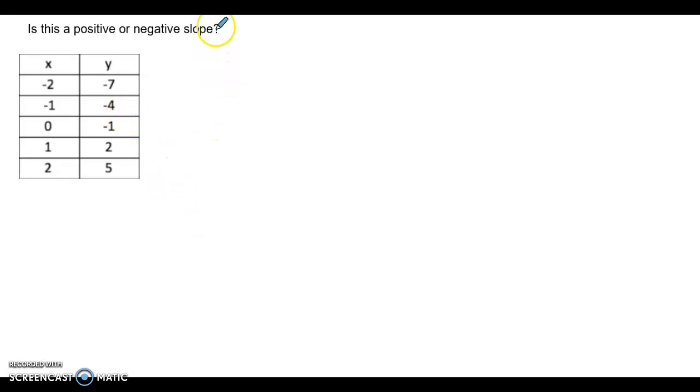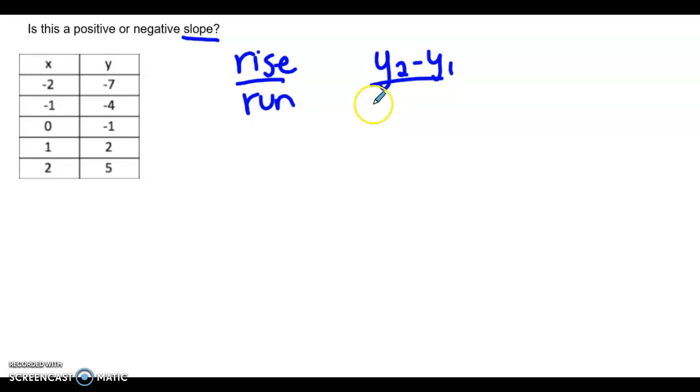Is this a positive or negative slope? All right, we have a couple different ways we can find slope. Remember, we just mentioned that slope is the rate of change. It is the steepness of a line. So if we want to figure out the slope, we can either plot the points and look at the graph and find rise over run, or we can use the slope formula, which says y2 minus y1 over x2 minus x1. Doesn't matter which one you use, and in fact, I'm going to show you both pretty quickly.